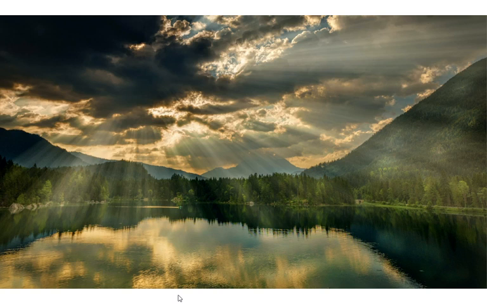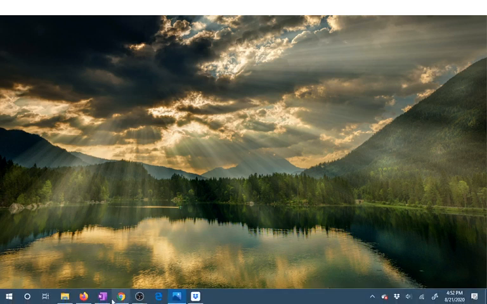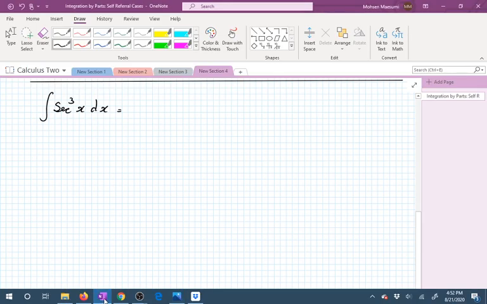Today we are going to continue our conversation about integration by parts. We were talking about self-referral cases. Let's continue that lecture. So we had the exponential times a trig last time. Now another case is some trig functions. Here an example is secant cube of x dx, whose integration by parts is essentially in the category of self-referral cases.